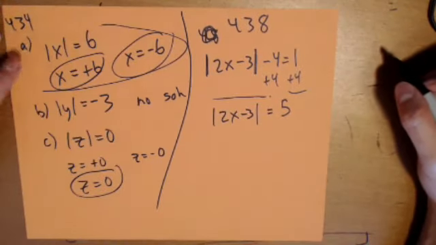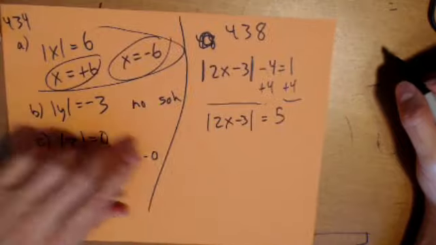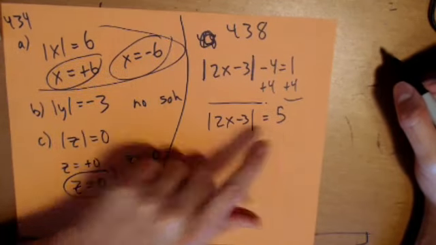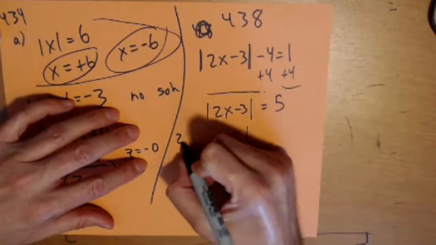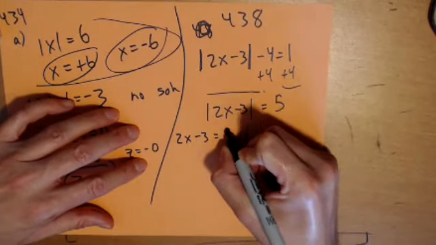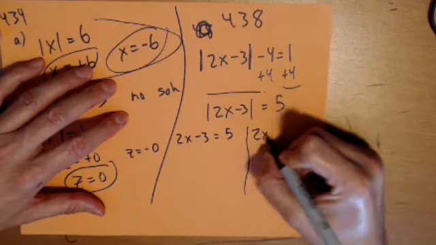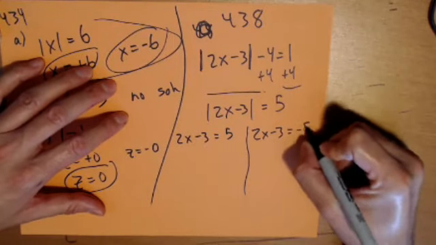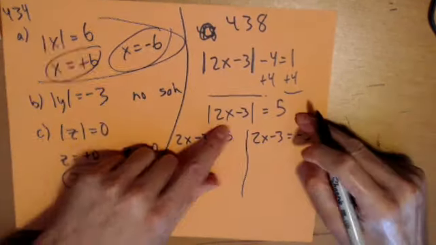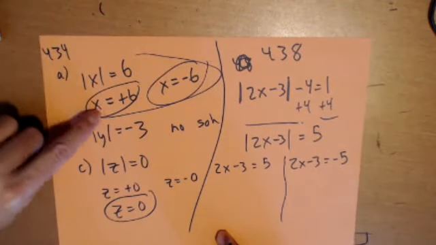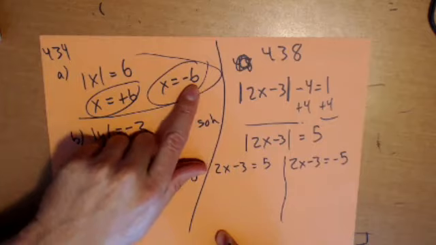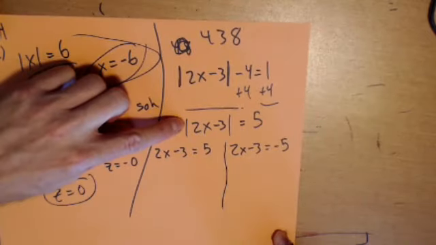Okay. Now what we did over here might make more sense. The absolute value of this mess is equal to 5, which means you break it up into two ideas. That means 2x minus 3 is equal to 5, or it means that 2x minus 3 is equal to negative 5. Oh, I see what you did over here now. So if the absolute value of x is 6, that means x is equal to 6 or x is equal to negative 6.